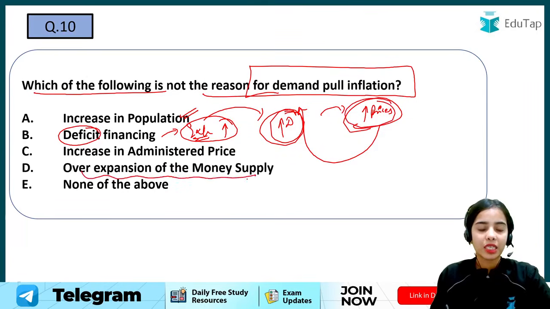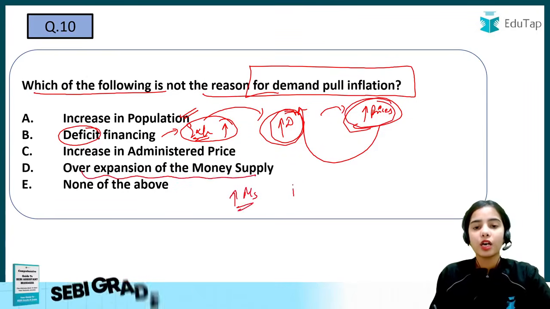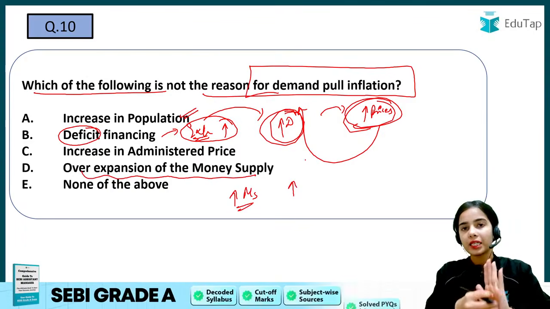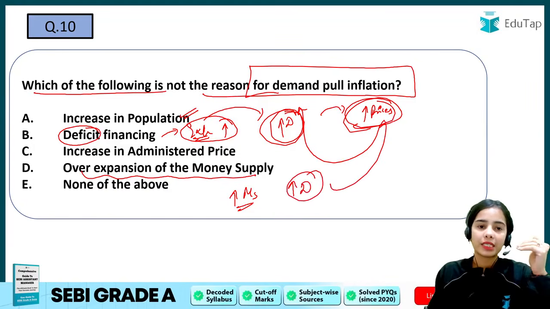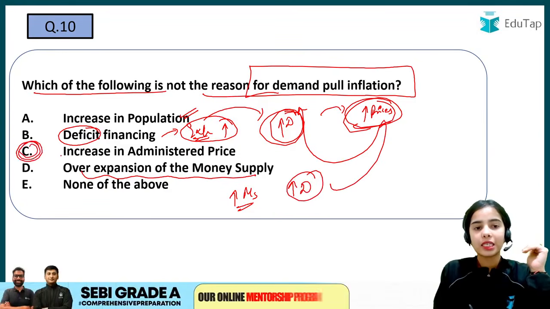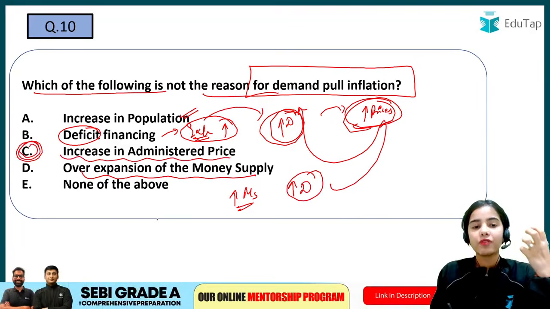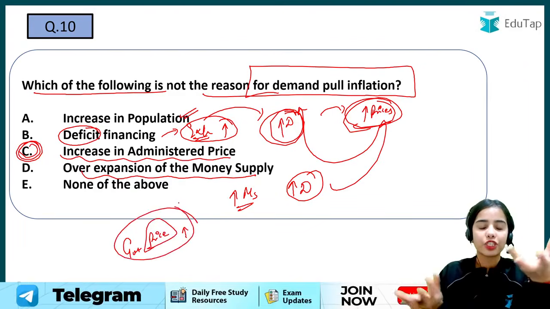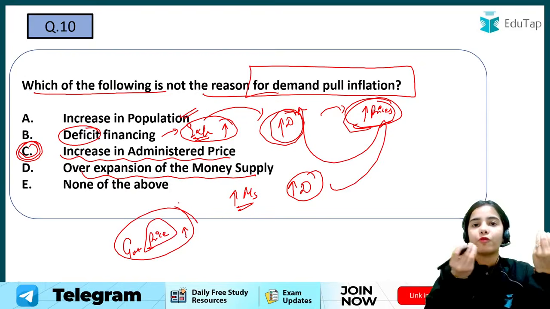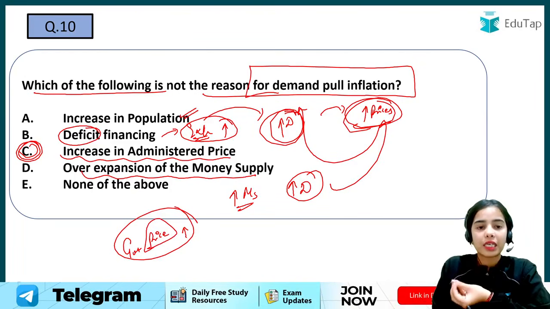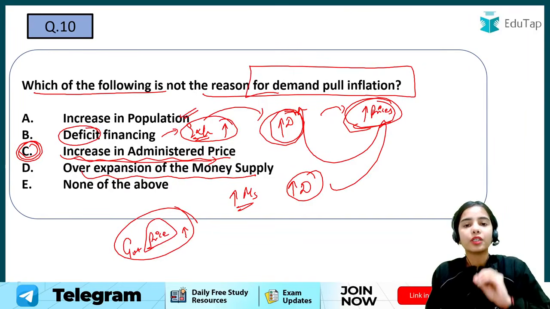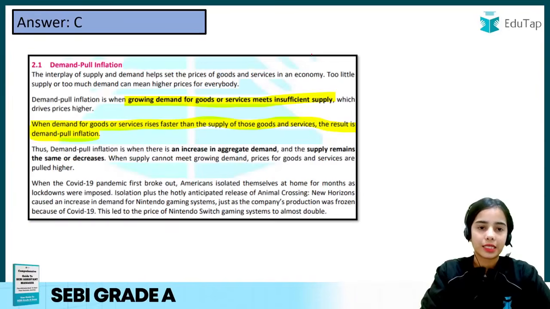Over expansion of money supply means more money in our hands, we will demand more, and prices can increase. So C is the answer here. Increase in administered price: if the government is directly increasing the price, the prices are increasing and inflation is happening, but without an increase in demand. Okay, so an increase in administered price is not changing the demand, so it is not leading to demand pull inflation. That is the idea.